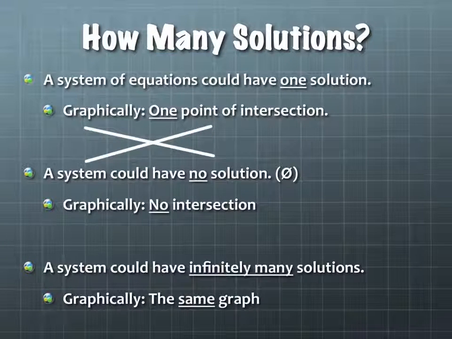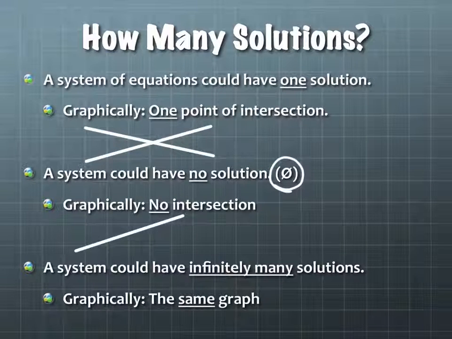They could have no solution. And for those of you who've taken number theory, this symbol right here means the empty set, and it means no solution for what we're talking about here, right? The solution set with nothing in it. So graphically, having no intersection, any idea what that would look like? They would be parallel lines. Very good.